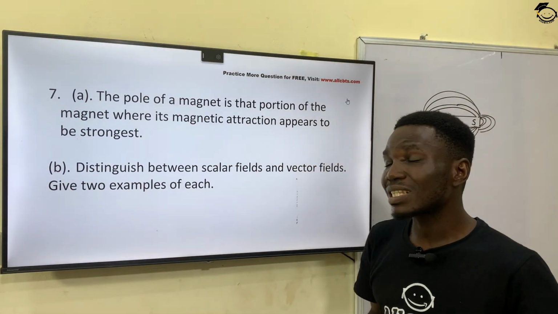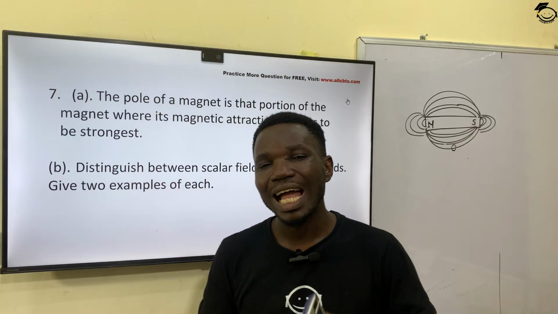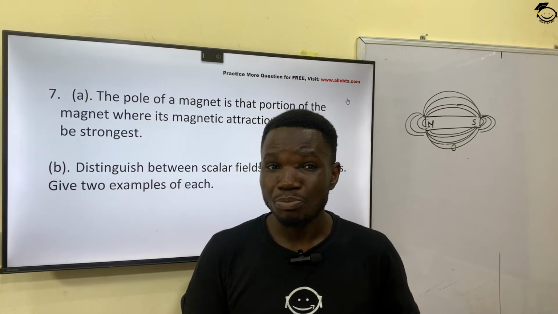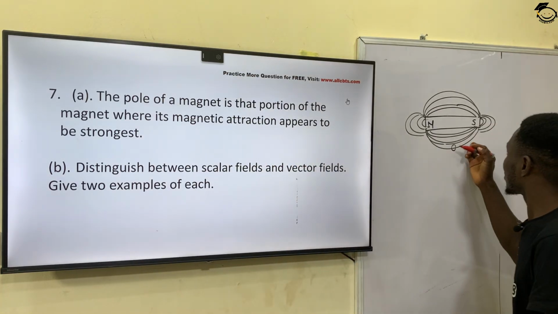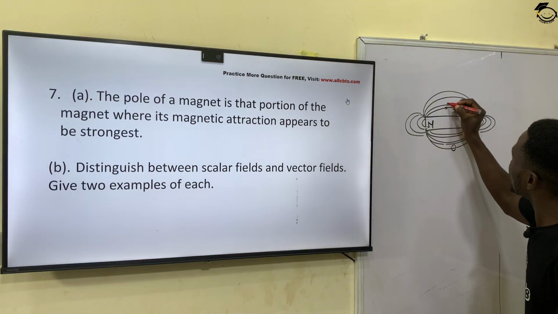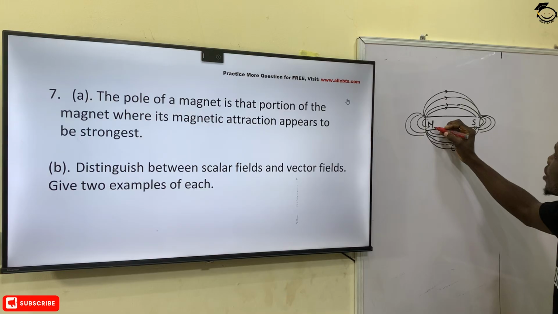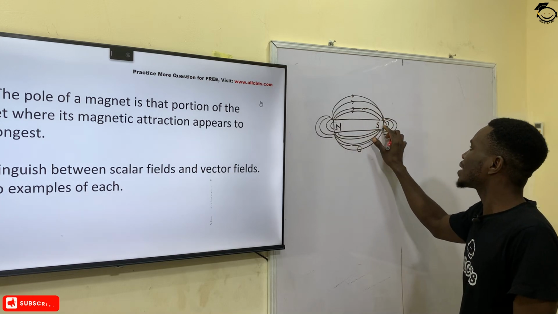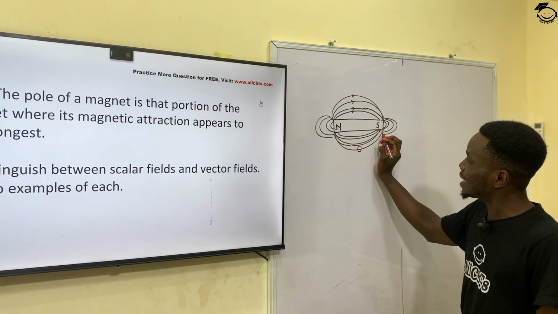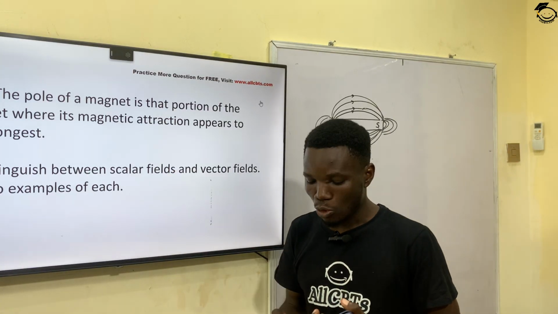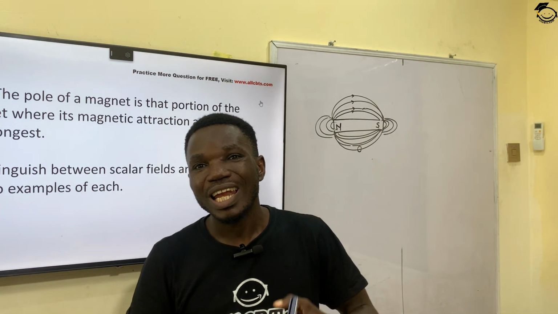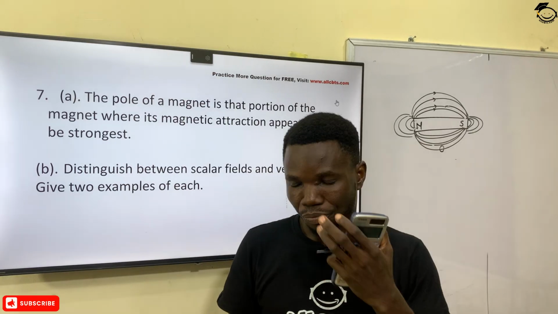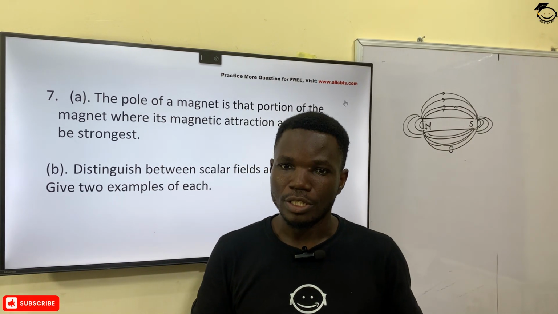While your vector field is a type of field that has both magnitude and direction. An example is your magnetic field. Your magnetic field is a vector field because it has both magnitude and direction. Like I was showing here, in a magnet, the field that is created is always from the north pole down to the south pole. So that's the direction. And it has magnitude in terms of value. We also have other vector fields like your electric field or your electrostatic field or your gravitational field as well. They are all vector fields.